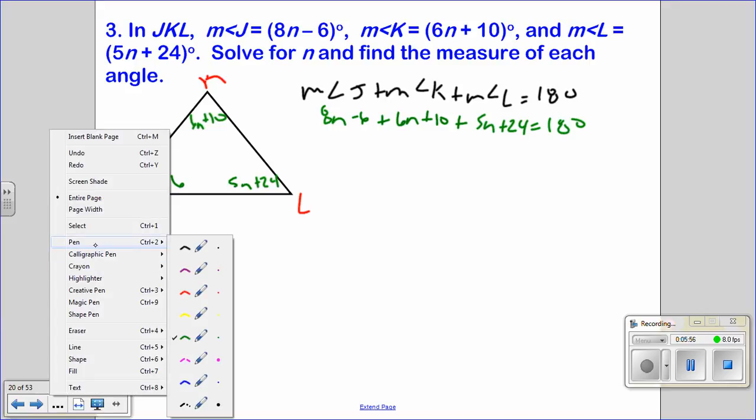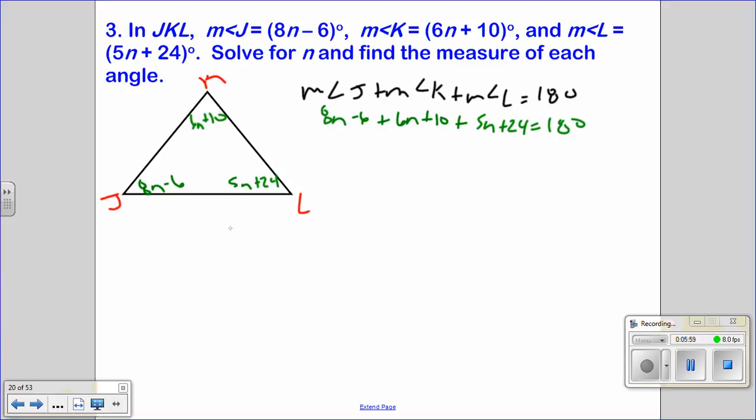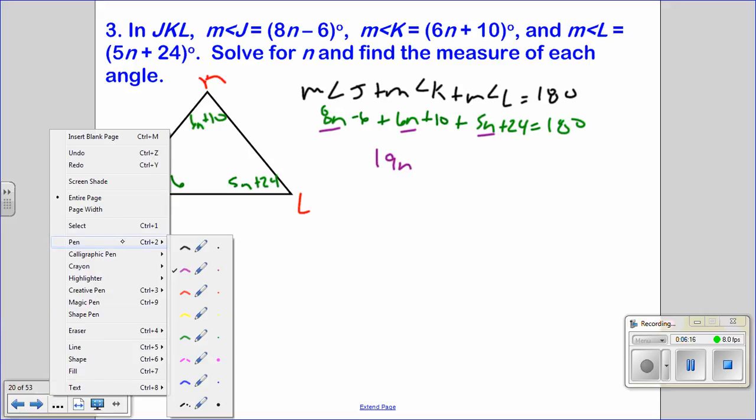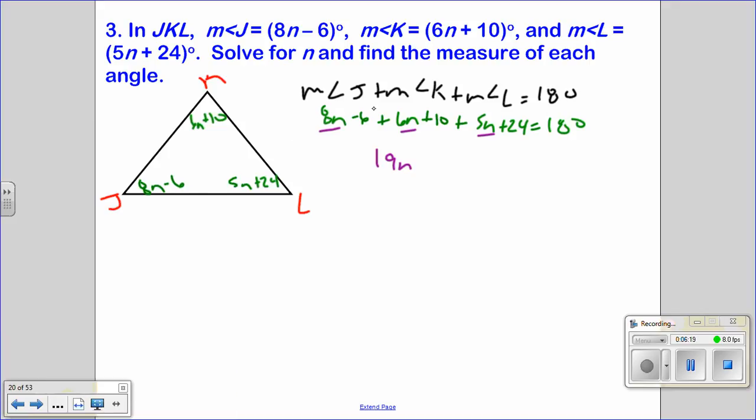First, let's combine all of our n terms. We have 8n, 6n, and 5n. 8 plus 6 is 14. 14 plus 5 is 19, so that's 19n. And then we're going to combine all of our constants. We have negative 6 plus 10 is a positive 4. Positive 4 plus 24 is a positive 28. And then bring down our 180.